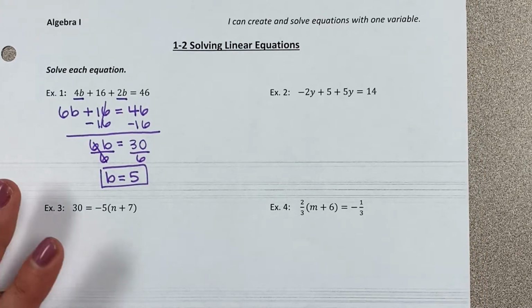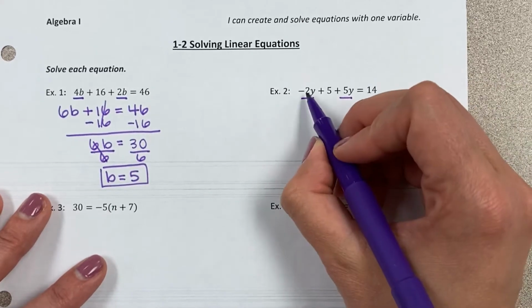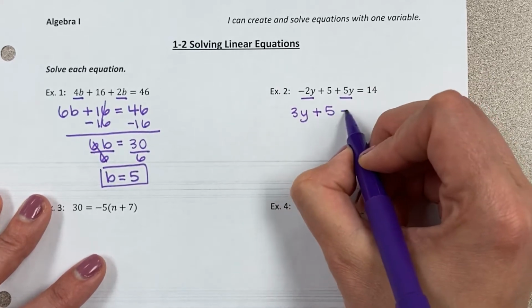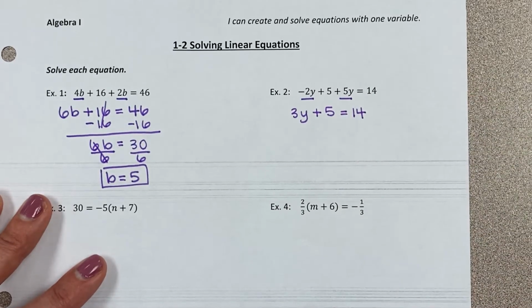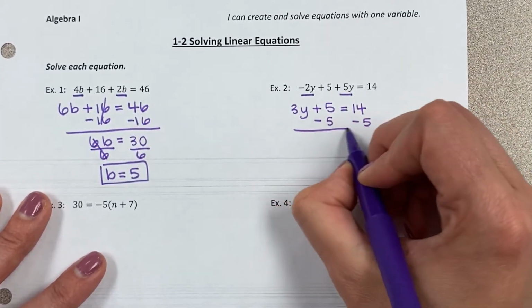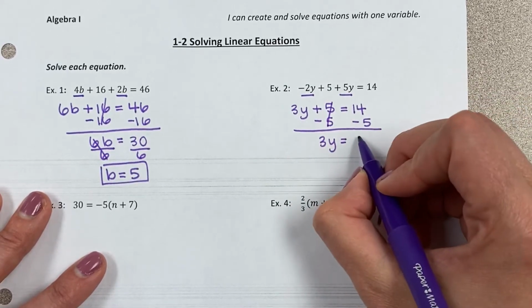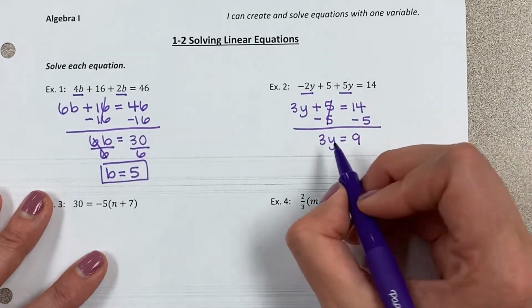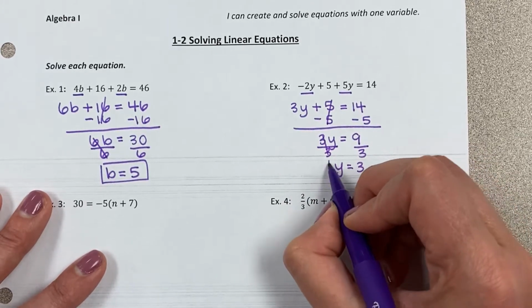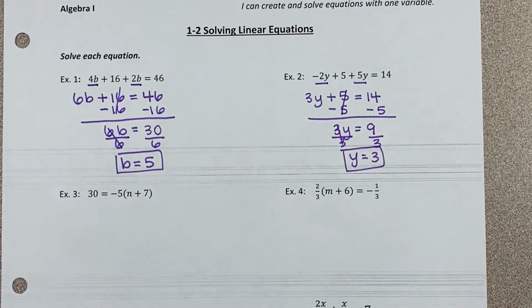Example 2, same thing. I'm going to look for like terms. So I'm going to take negative 2y and 5y. Negative 2y plus 5y is 3y. Then I'm going to fill in the rest of the problem. I want y by itself, so I'm going to subtract 5 from both sides. 14 minus 5 is 9. Divide by 3. y equals 3. So those are a little bit easier. We are combining like terms in those examples.